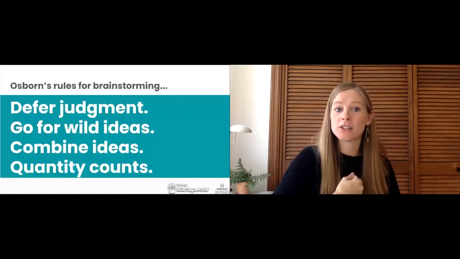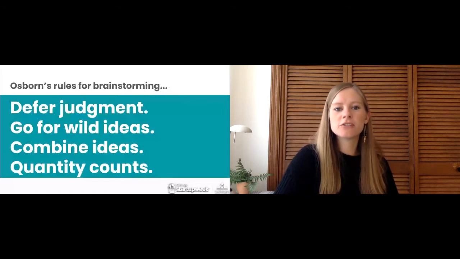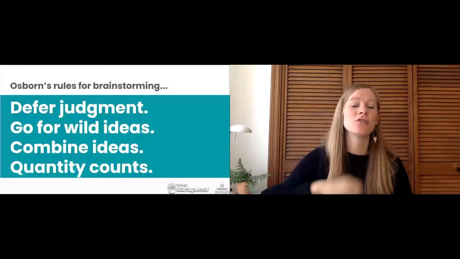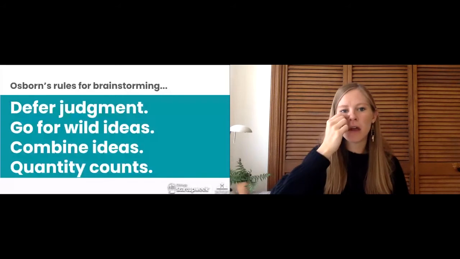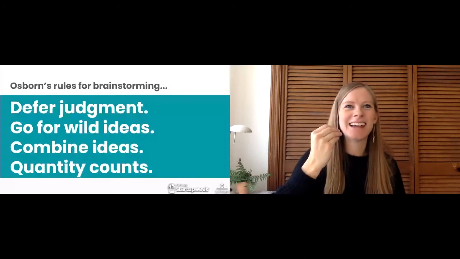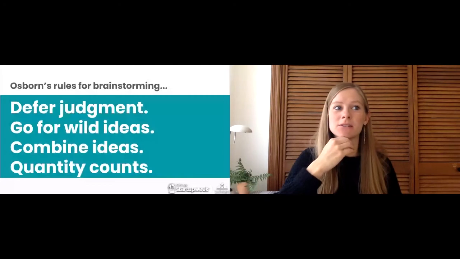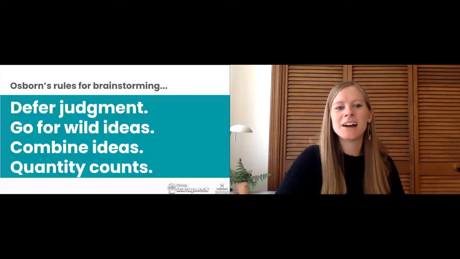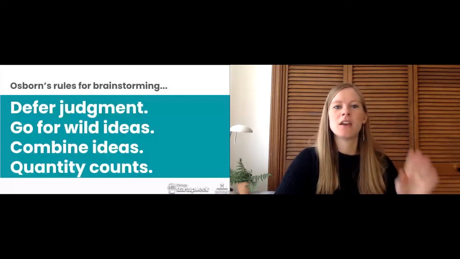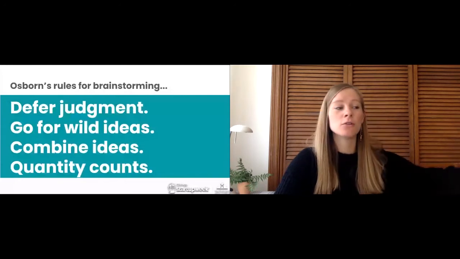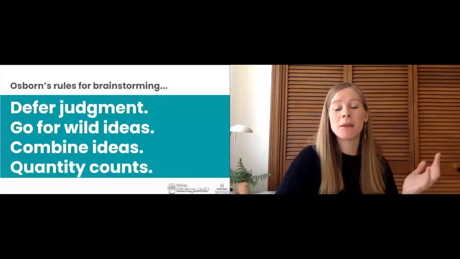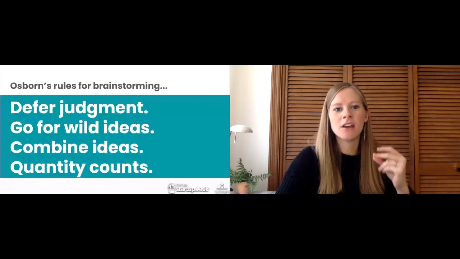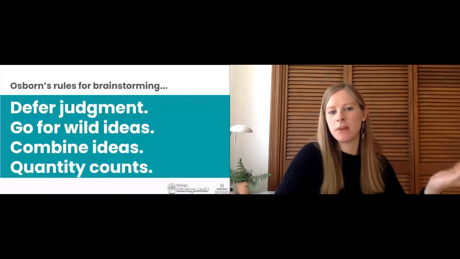This is true whether you do it by yourself or with a group. First, deferring judgment. It can be so easy, and we're trained to do this. We're trained to be very critical thinkers, which is a great skill to have. But if someone says an idea and it's like, oh, that's not going to work because it's really expensive, or how are we actually going to do that, or we don't know enough computer science to do that. The first rule of brainstorming is to defer that judgment. Just write down everything, because maybe something on that list of ideas will spark something else that you wouldn't have thought of if you had said, nope, not going to happen because of XYZ.